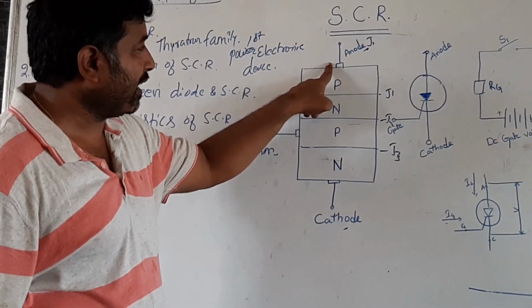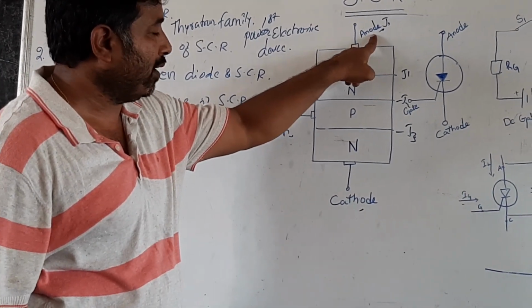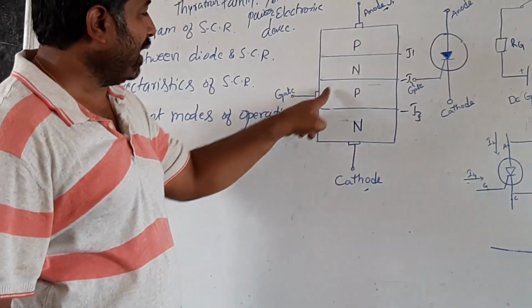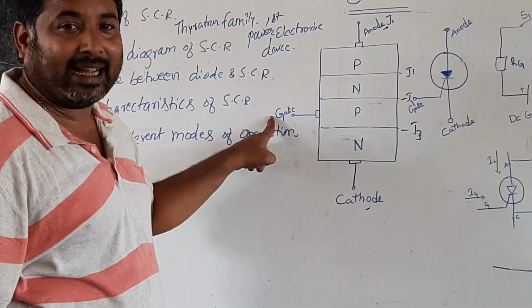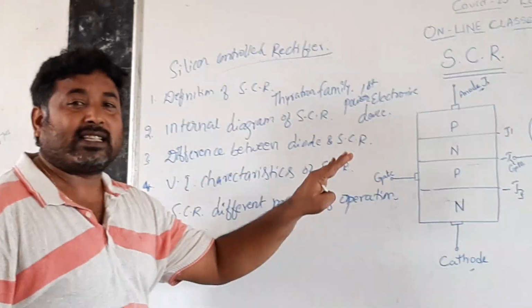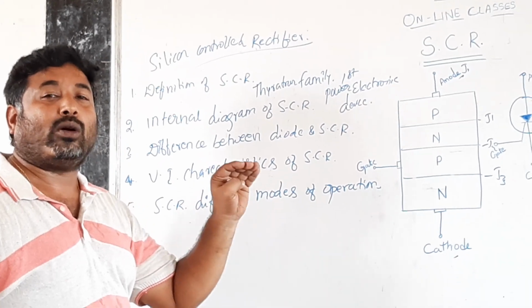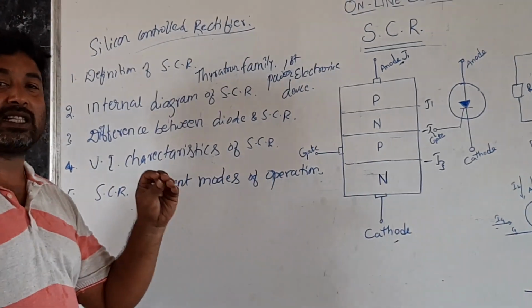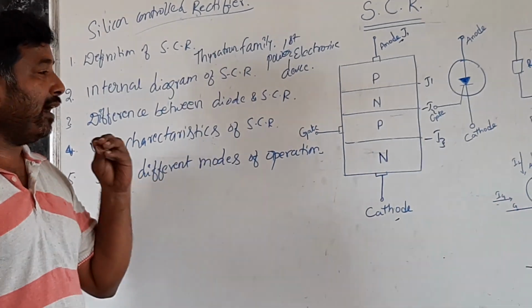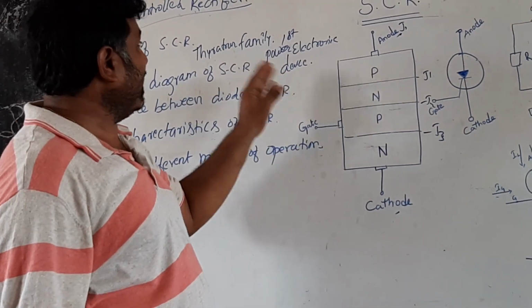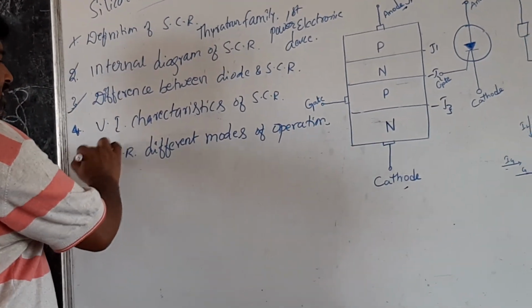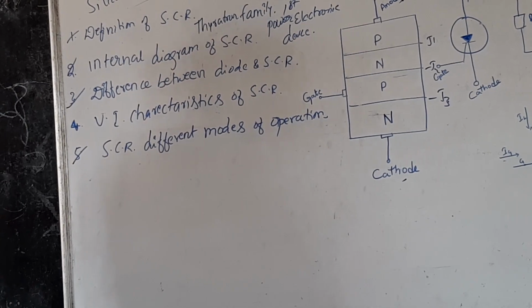At the top end, we connect the anode. At the bottom end, we connect the cathode. And we have one more terminal, called the gate. SCR is popularly applicable in all kinds of power electronic devices: switching devices, controlling devices and the rectification process. All these things we can do with this SCR.